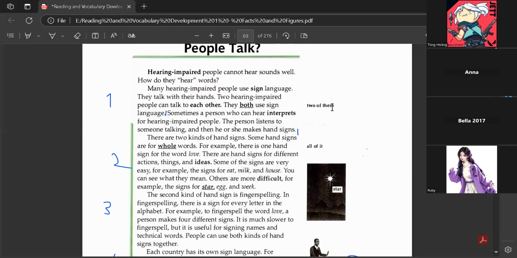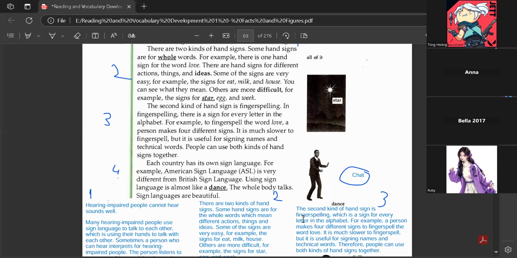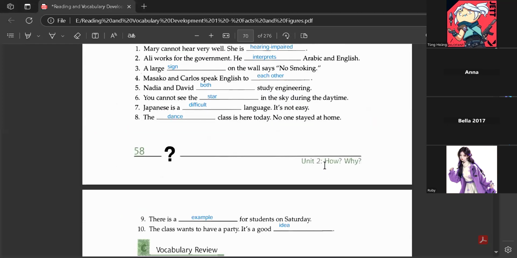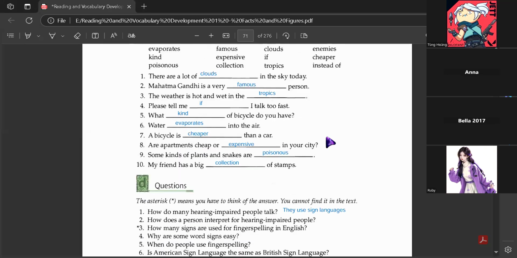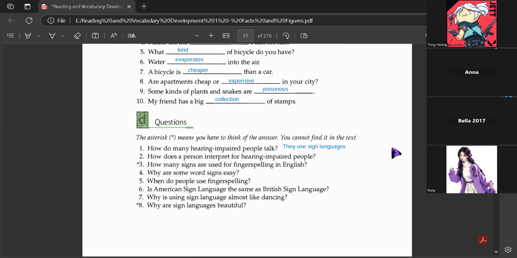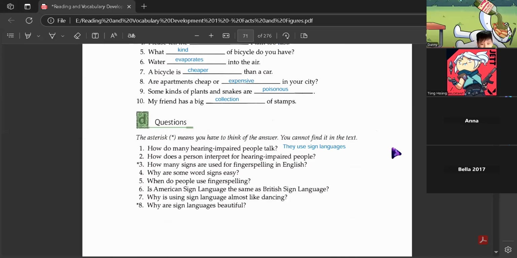Yeah, is it like they use hand signs? Yeah, so to interpret for hearing impaired people, the person listens to someone talking and then he or she makes hand signs. You listen to someone, you say something, then you see them repeat it with hand signs, which means they understand what you are saying.